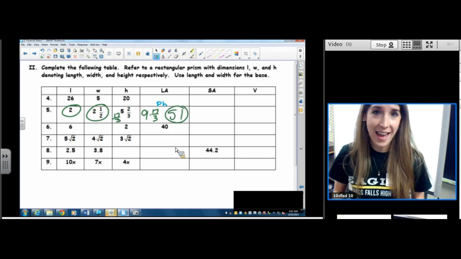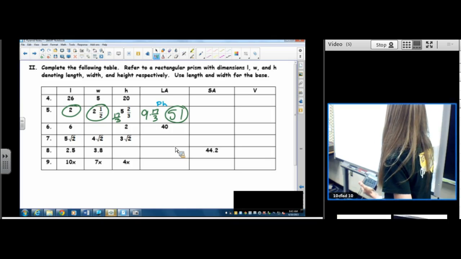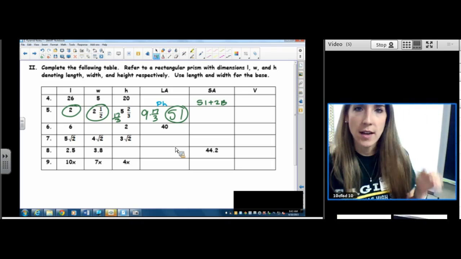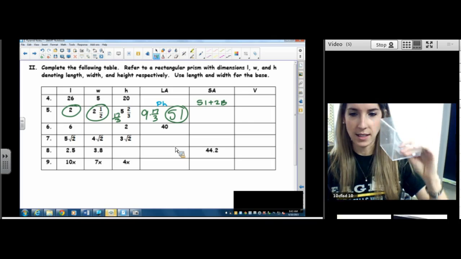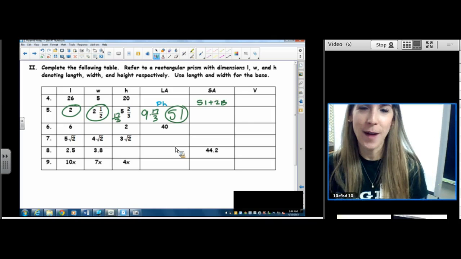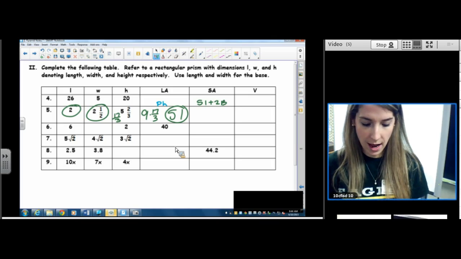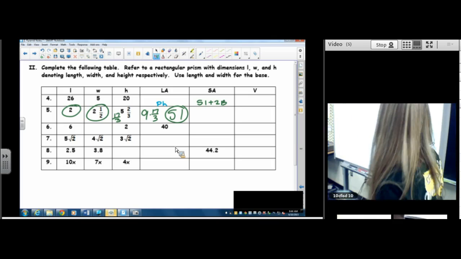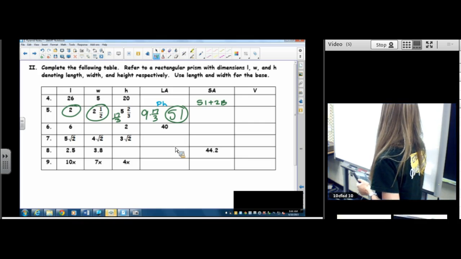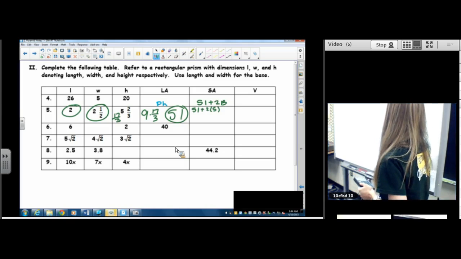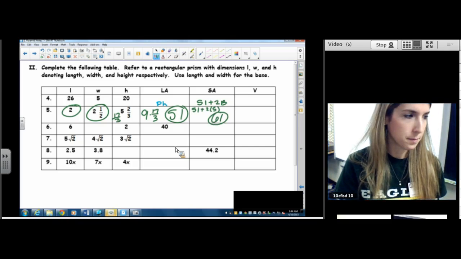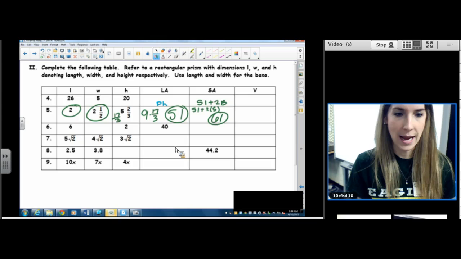Now, once you have LA, how do you go to SA? Well, you do LA plus 2B. So now we need to find the area of the base. The base is still a rectangle because this is a rectangular prism. It's hard to see because it's see-through. Anyway, how do you find the area of a rectangle? It's length times width. 2 times 2.5. That is 5. So it's 51 plus 2 times 5. So 61 for our surface area there. And then you can do the volume. It's base times height. I'm going to keep going.